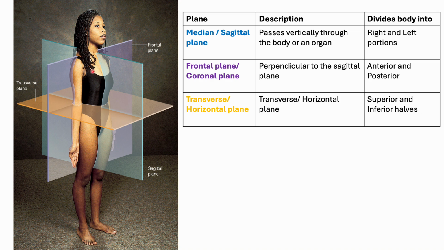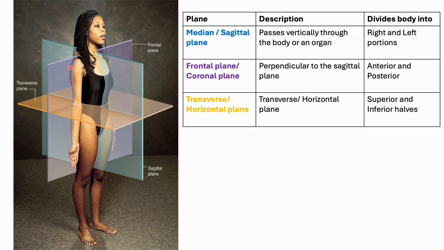Frontal or coronal plane. So this is the frontal plane or coronal plane. Coronal, think of someone wearing a crown. So coronal, if this lady were to wear a crown, it would separate the body into a coronal plane or a frontal plane. And it divides the body into anterior and posterior.